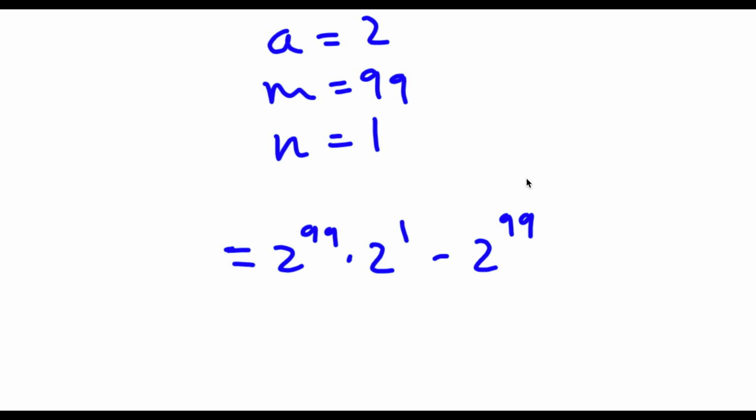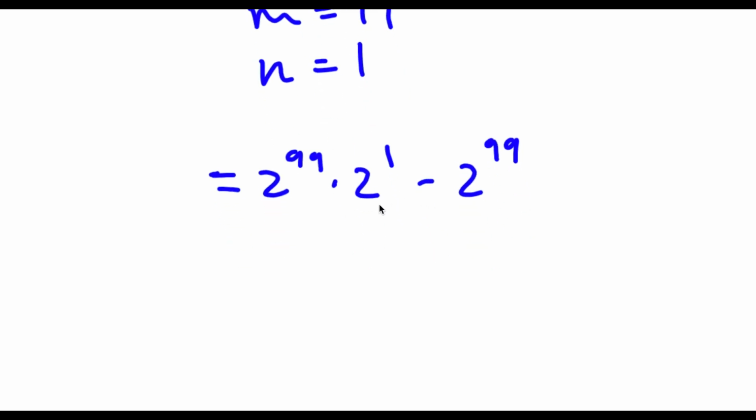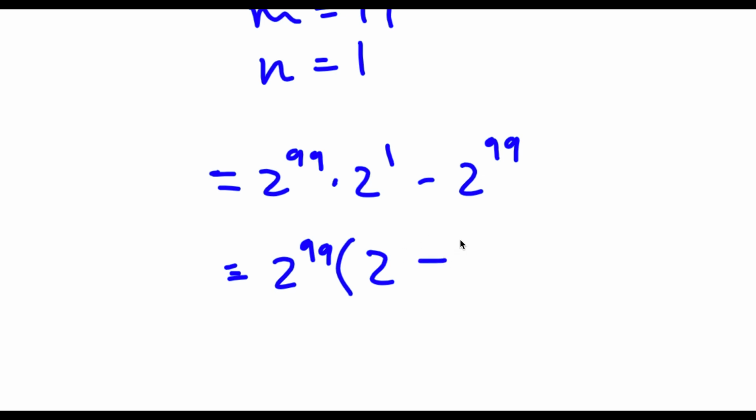Alright, so now, from here, what I'm going to do is I'm simply going to factor out 2 to the power of 99. So now I have 2 to the power of 99 times, 2 to the power of 99 times 2 to the power of 1 divided by 2 to the power of 99 is simply 2, minus 2 to the power of 99 divided by 2 to the power of 99 is 1.